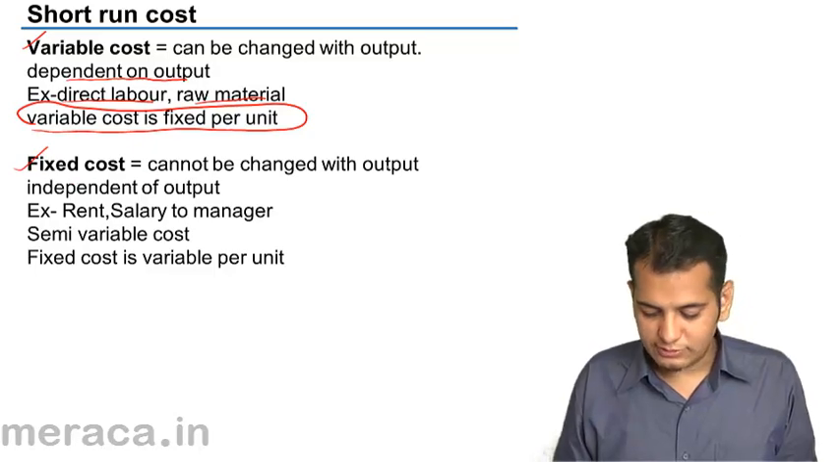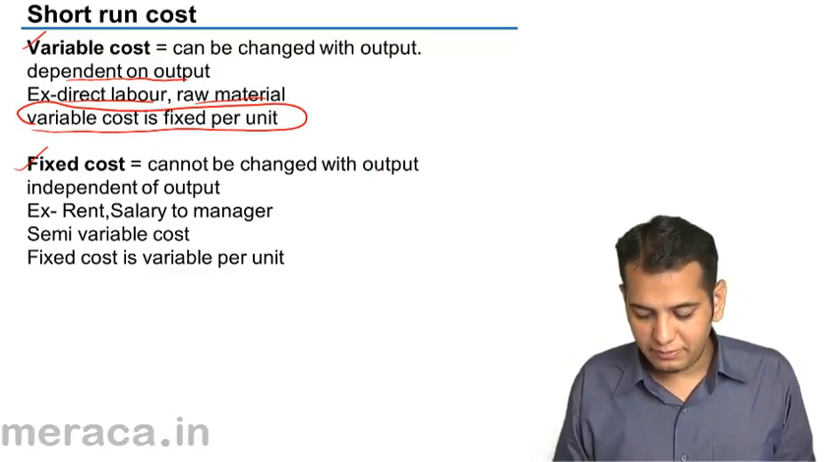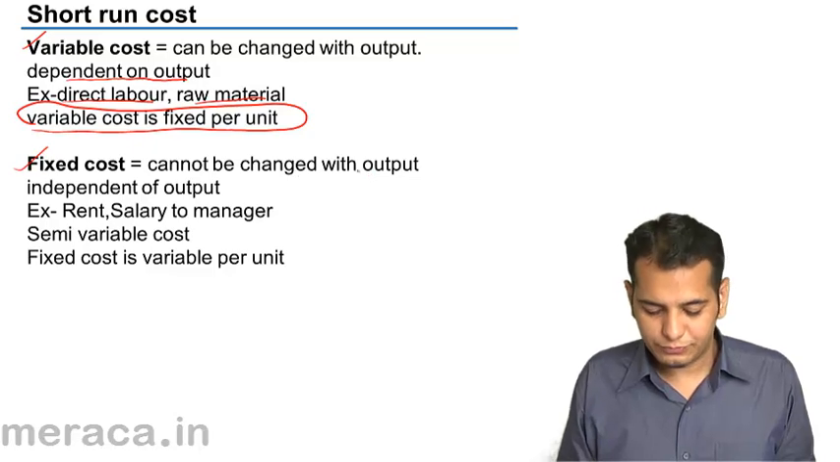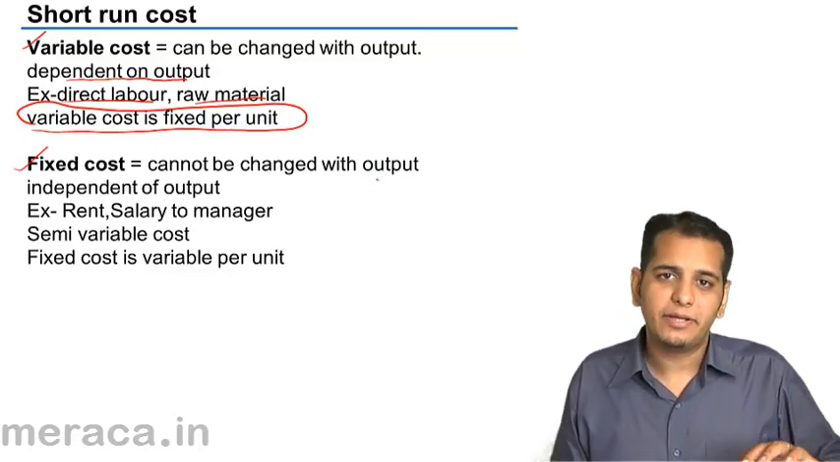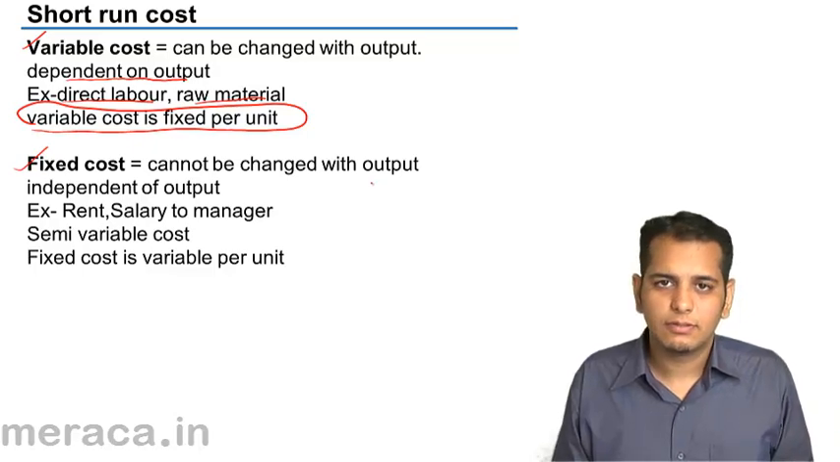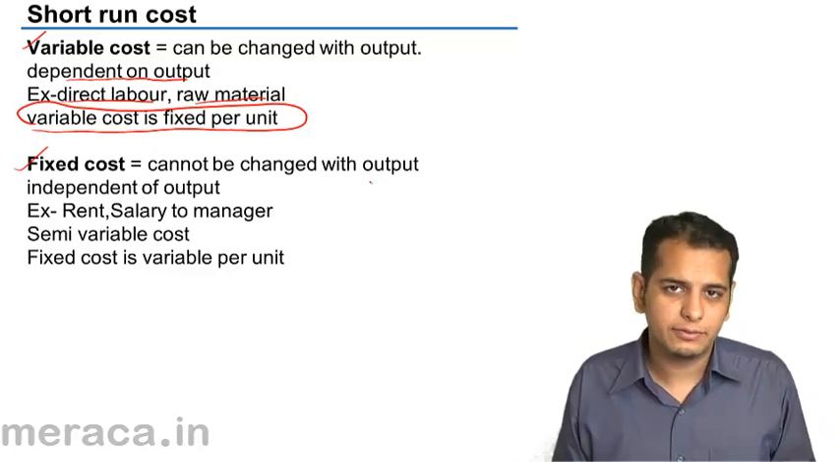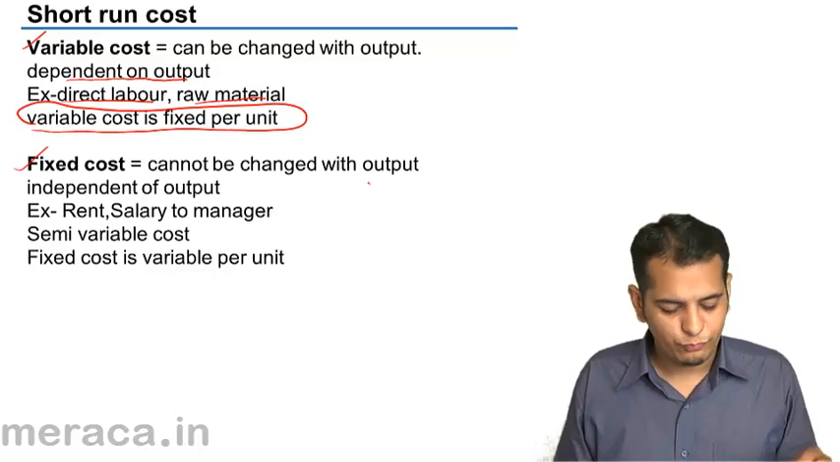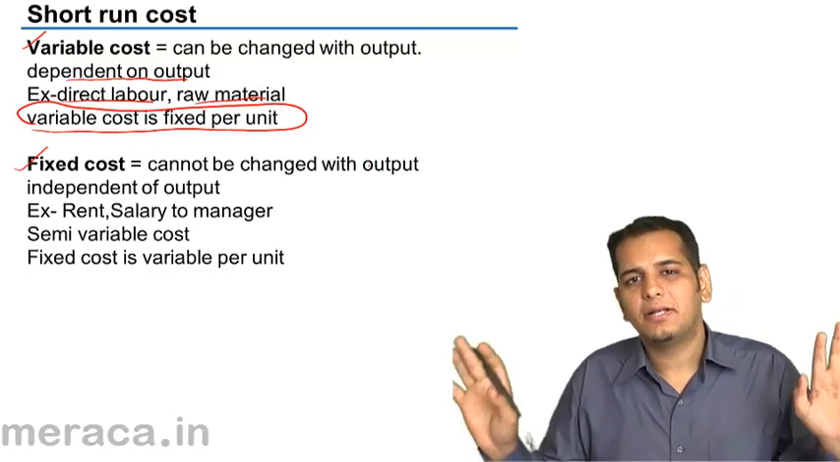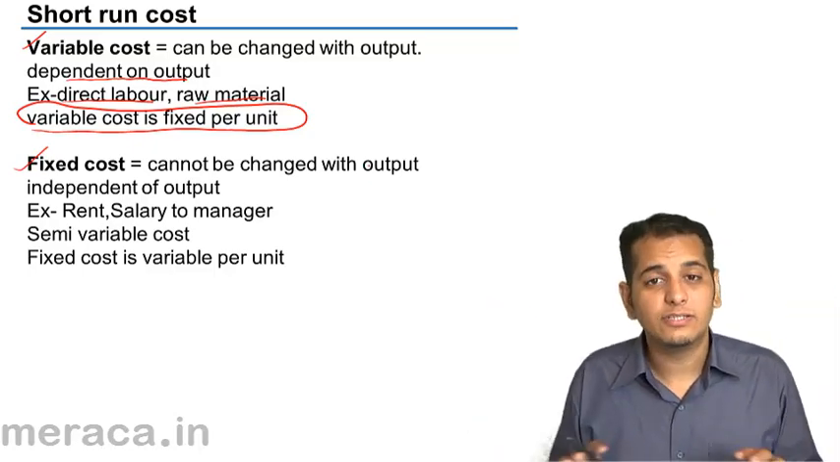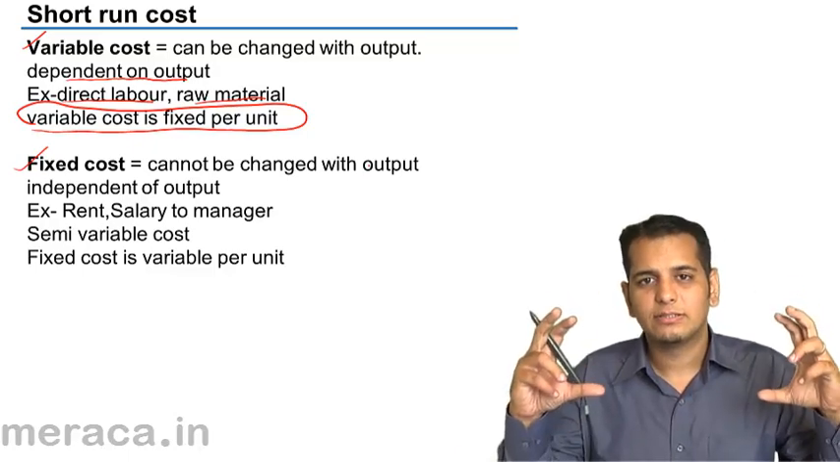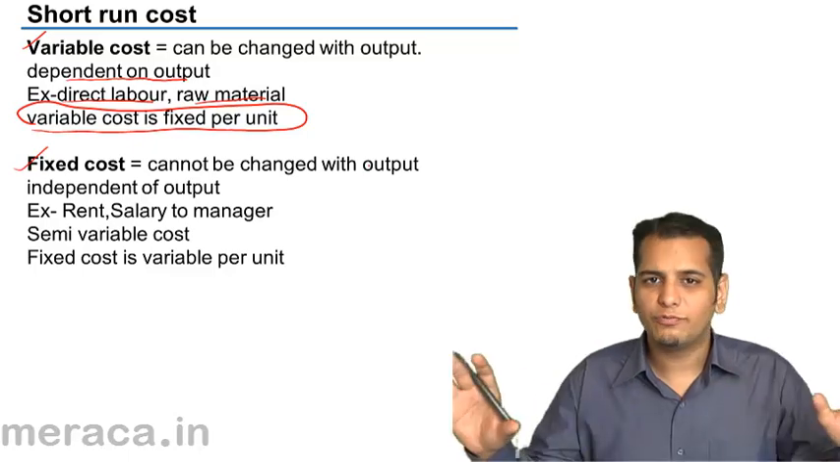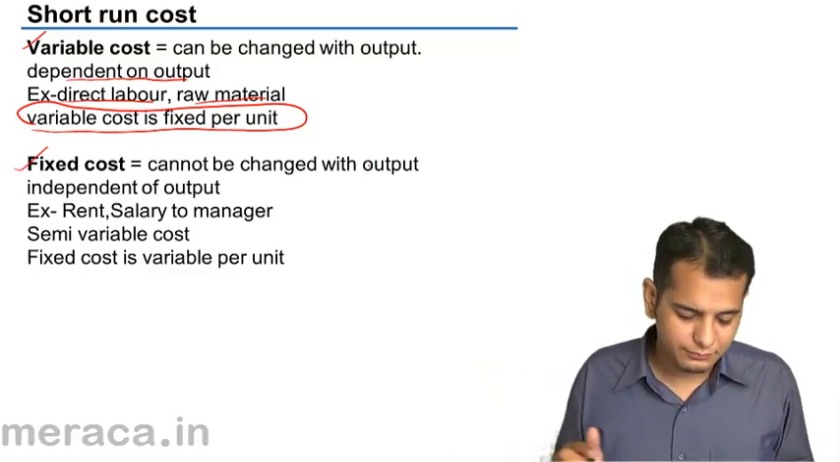Now, fixed cost is that cost which cannot be changed with output. It remains fixed. It remains constant. It cannot be avoided. So, fixed cost is independent of output. It does not depend on output. It remains fixed irrespective of the level of output.